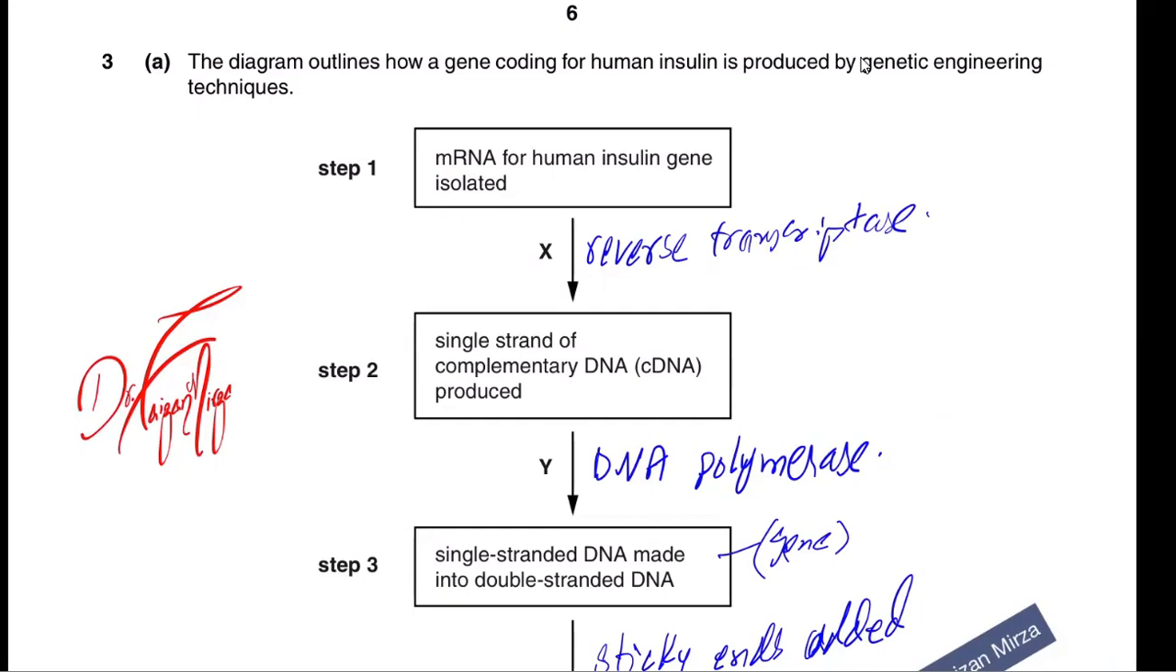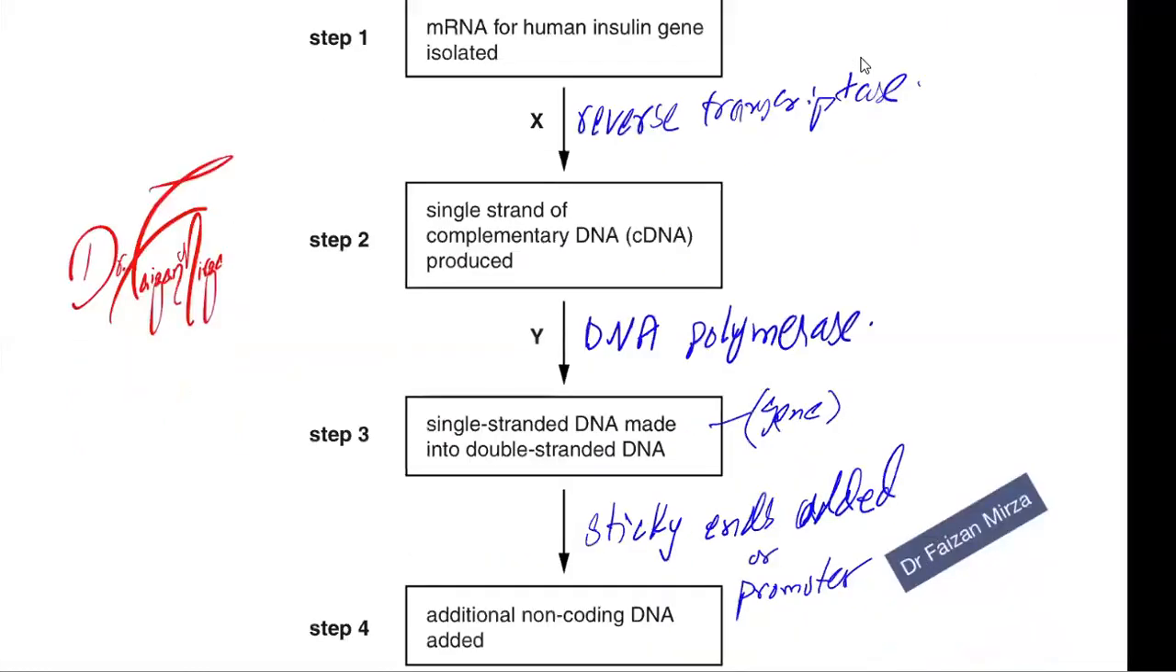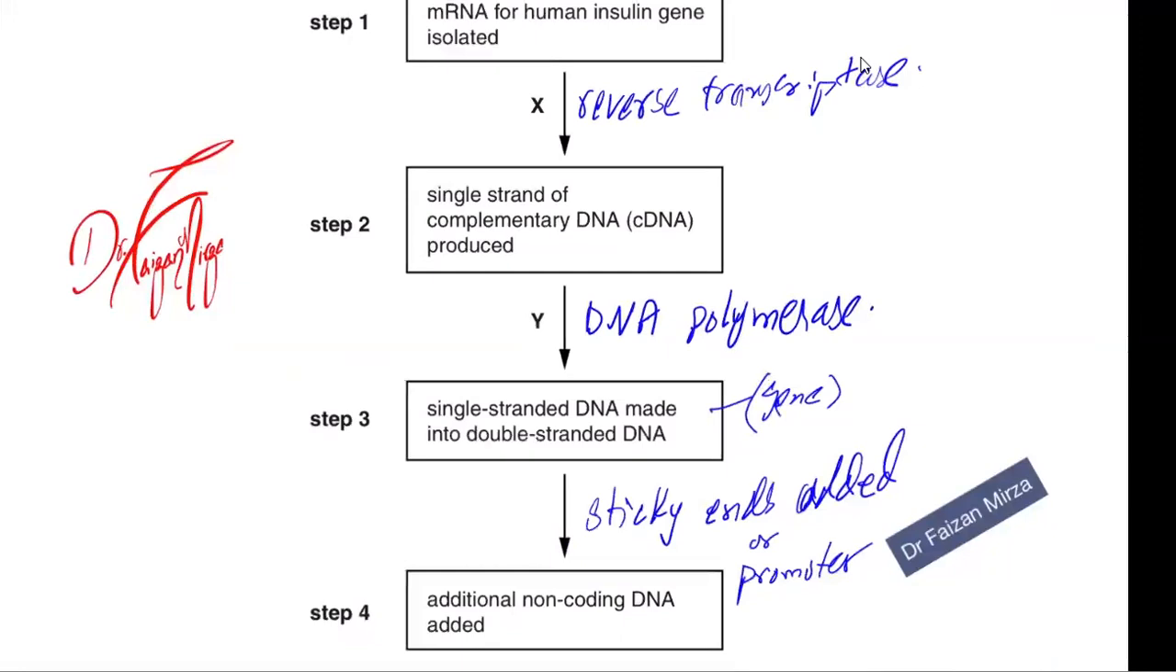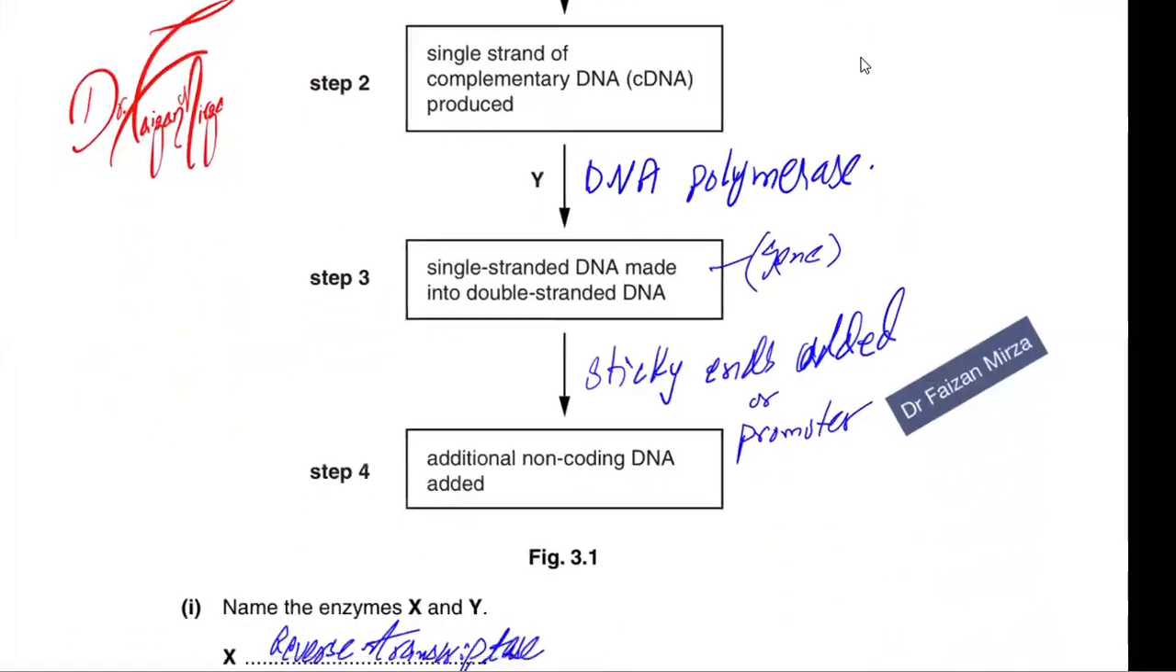We know cDNA is single-stranded DNA. So X must be the enzyme reverse transcriptase, because it converts the mRNA into a cDNA molecule. Then from step two we move on to step three, where using Y, which will be the DNA polymerase enzyme, you convert the cDNA into double-stranded DNA. So the gene is prepared and ready for you.